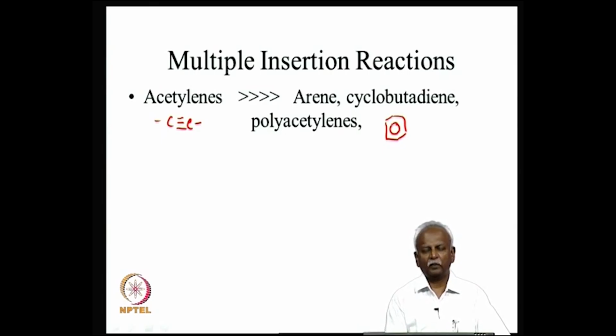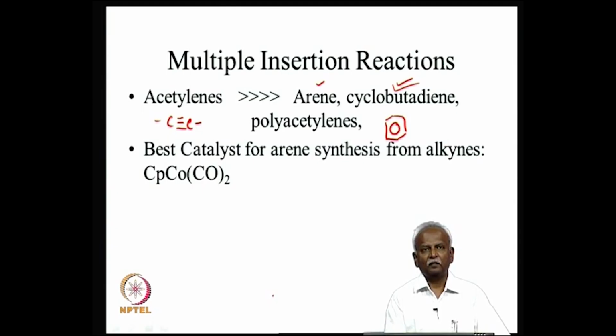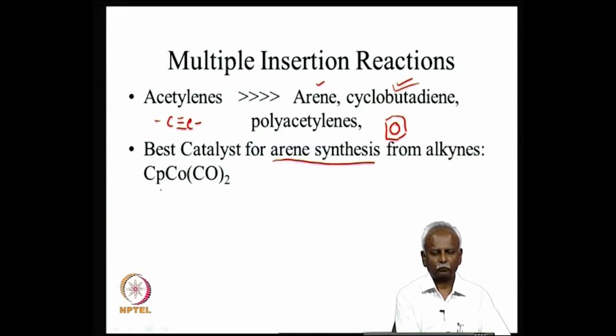Now, metal complexes can be chosen in such a way that one can get exclusively arenes, or one can get only cyclobutadiene molecules, or even polyacetylenes. And the best catalyst for carrying out this reaction, so that you can get mostly the arene. So, you want to synthesize only aromatic molecules from alkynes, and the best molecule for this particular reaction turns out to be the cobalt complex.